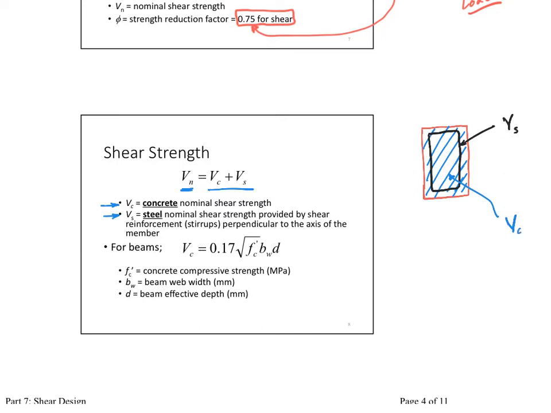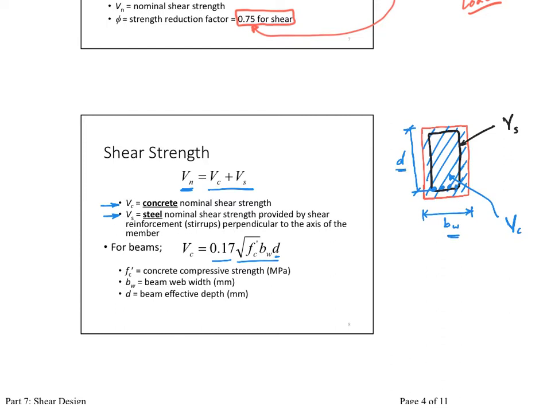How do I calculate Vc? For the simpler form of it, because there are more complicated equations in the code, I just take it equals to 0.75 square root of f prime c, b web, which is the width of the beam, times d, which is the depth of the section. So it goes down only to the steel bars, right? We don't consider the concrete cover as part of the resistance. Okay, so this here is my b web times d times 0.17 f prime c.